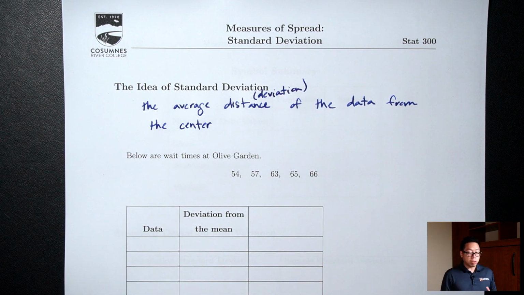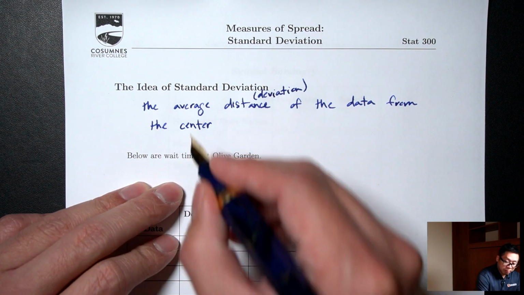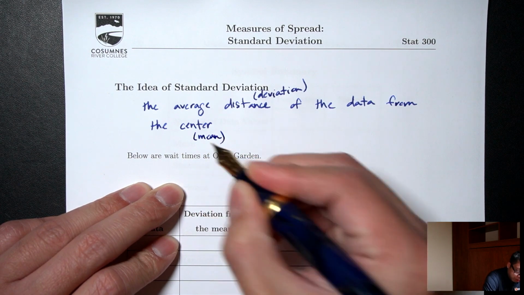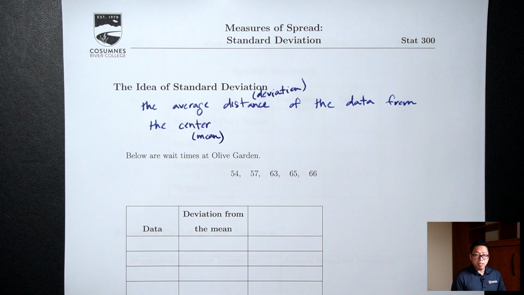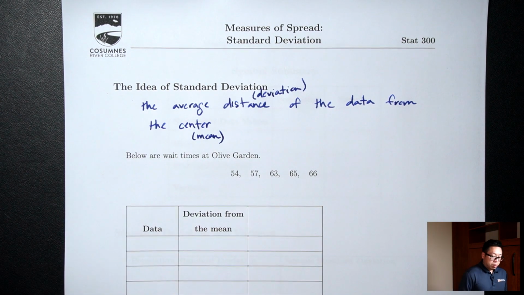And in the last lecture, we talked about three measures of center: the mean, the median, and the mode. The center we're going to use is the mean. So the standard deviation is the average distance of the data from the mean. Let me work my way through this idea and see if we can calculate the standard deviation.